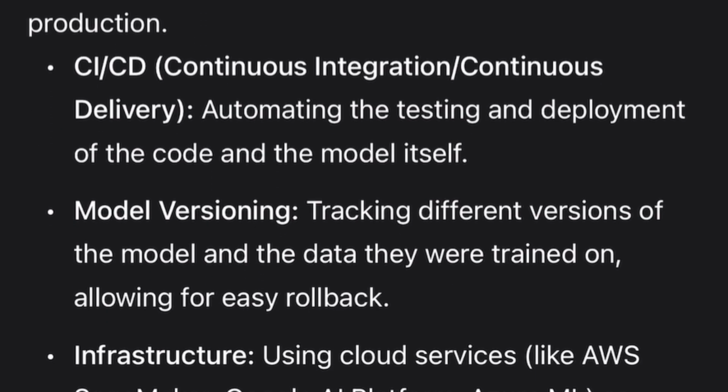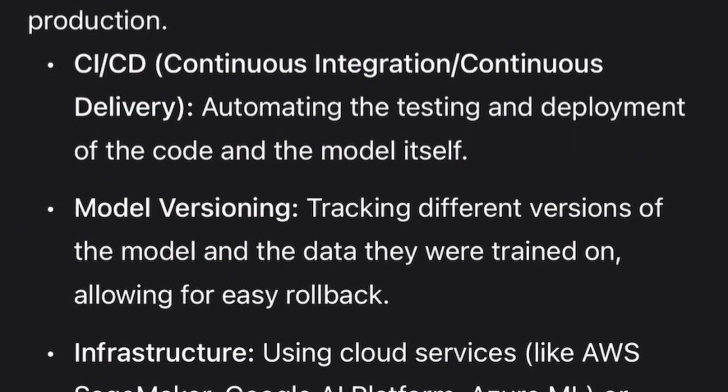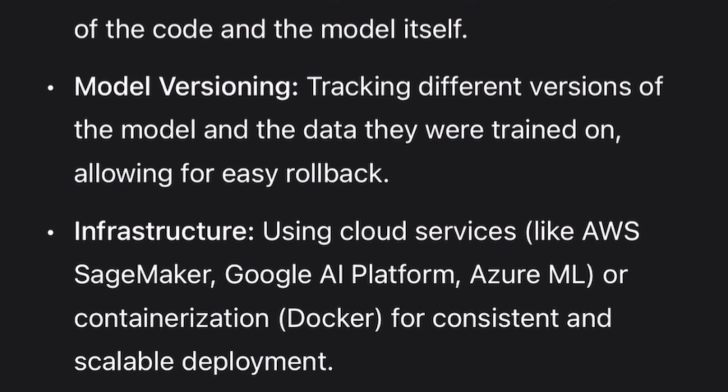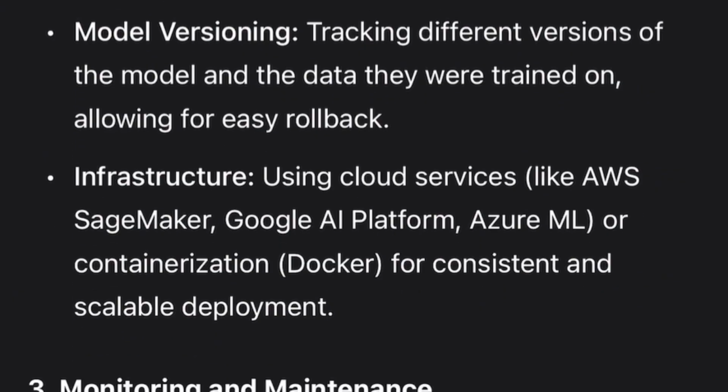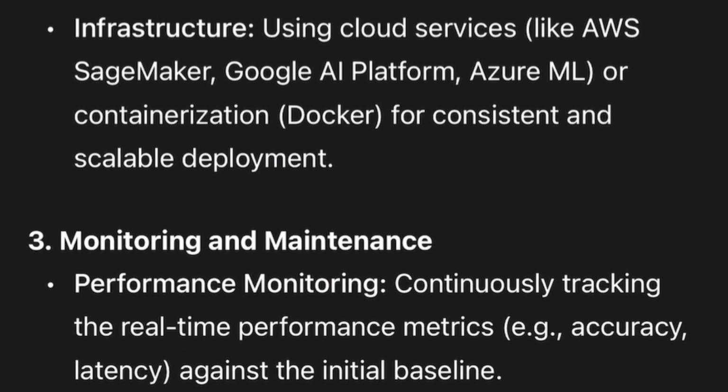CI/CD, continuous integration, continuous delivery, automating the testing and deployment of the code and the model itself. Model versioning, tracking different versions of the model and the data they were trained on, allowing for easy rollback. Infrastructure, using cloud services like AWS SageMaker, Google AI Platform, Azure ML, or containerization like Docker for consistent and scalable deployment.